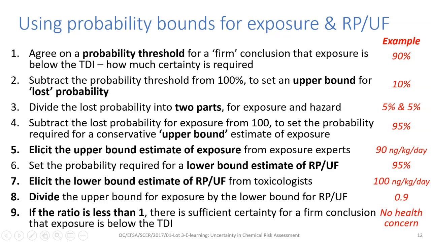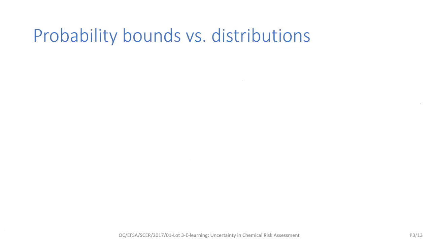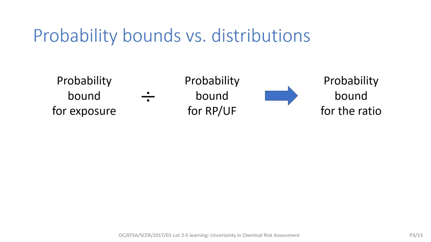If the ratio is much above 1, it will be more effective to move on to a more refined uncertainty analysis using probability distributions rather than repeating the probability bounds analysis. Before I go on to describe the more refined approach, let's look at the key difference between using probability bounds and distributions. For probability bounds analysis, I've described how listed probability bounds for exposure and RP over UF are combined by simple arithmetic to obtain a probability bound for the ratio.